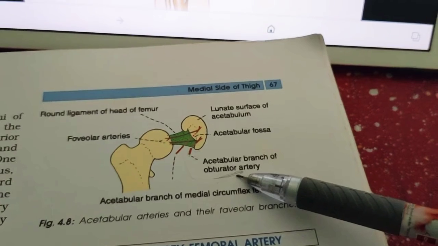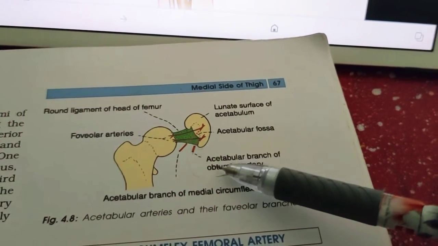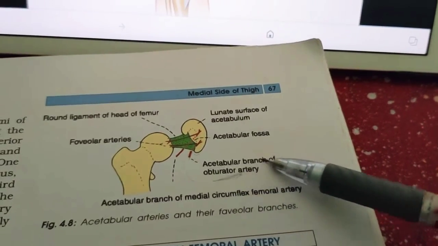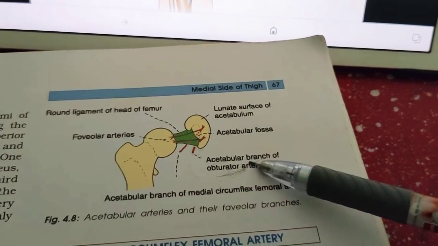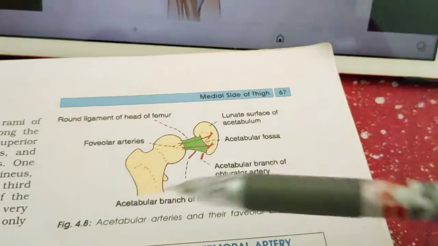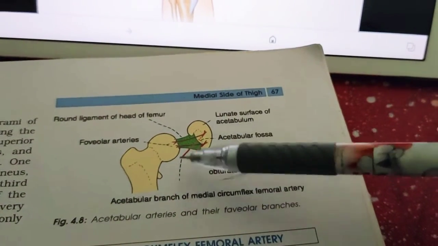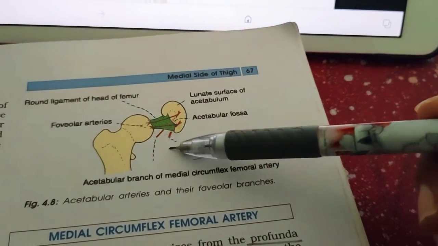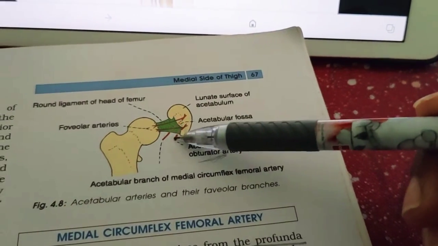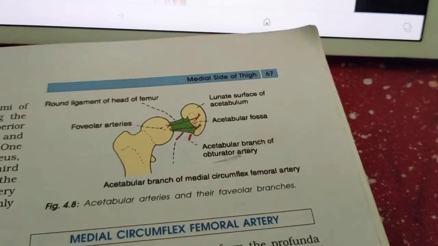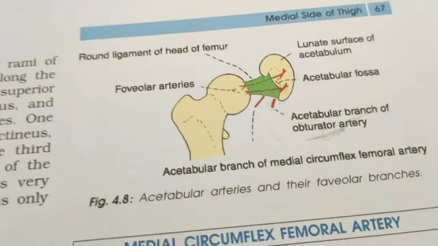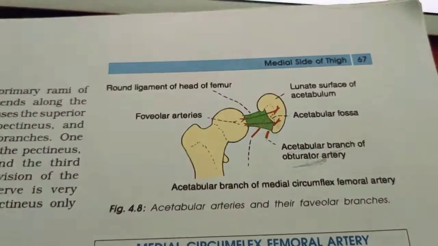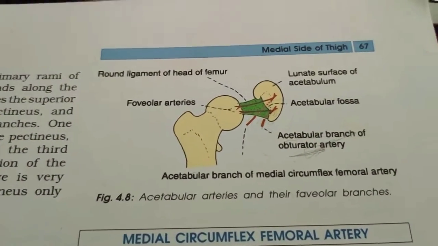Both branches mainly supply neighboring muscles. The posterior branch also gives an acetabular branch, which passes through the acetabular notch to supply the fat in the acetabular fossa, and sends a twig to the head of the femur along the round ligament. So this is about the obturator artery.